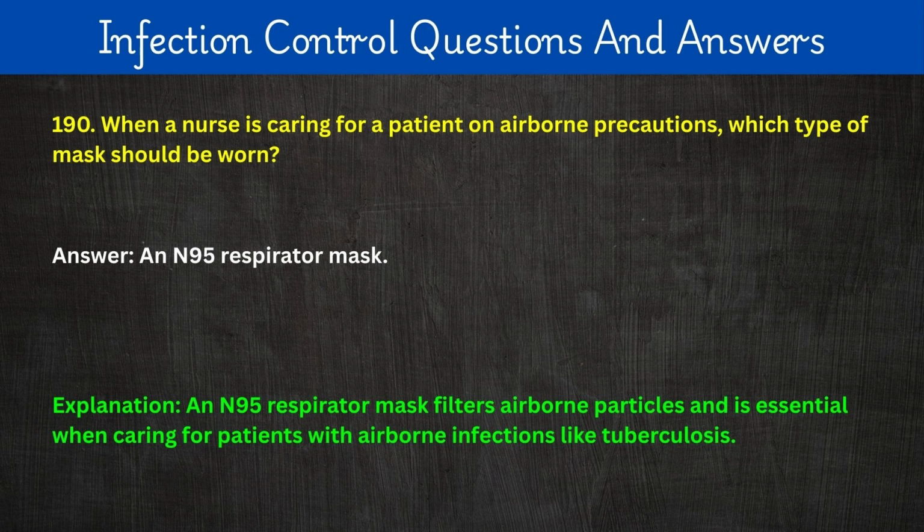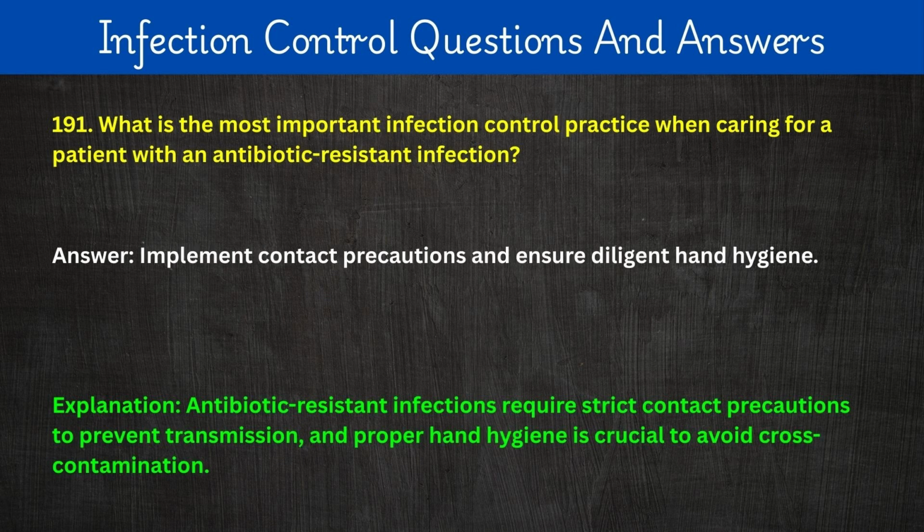190. When a nurse is caring for a patient on airborne precautions, which type of mask should be worn? Answer: an N95 respirator mask. Explanation: an N95 respirator mask filters airborne particles and is essential when caring for patients with airborne infections like tuberculosis.